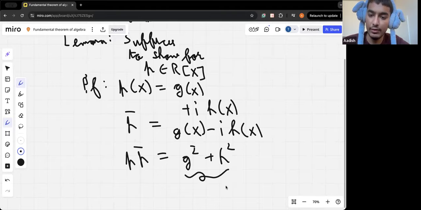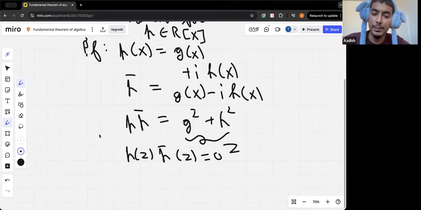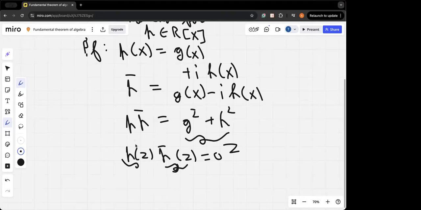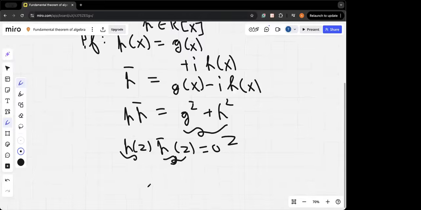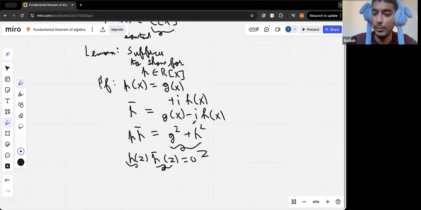So we know this has a complex root, say z. So P of z times P conjugate of z is 0. So either P of z is 0 or P conjugate of z is 0. But if P of z is 0, then P has a root. What if P conjugate of z is 0? Then z conjugate is a root. Yeah, perfect. So if we prove the theorem for real polynomials, we prove it for all complex polynomials.